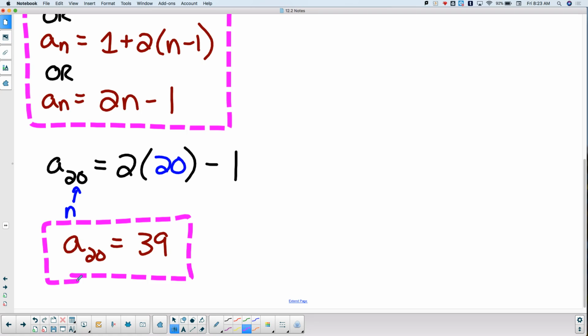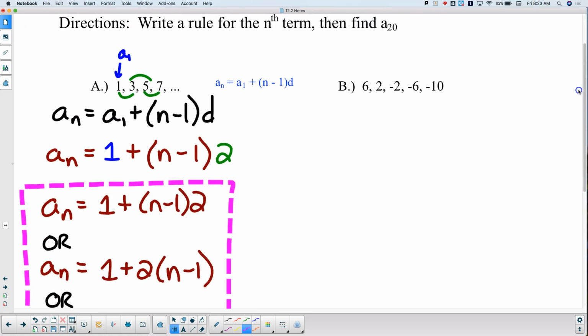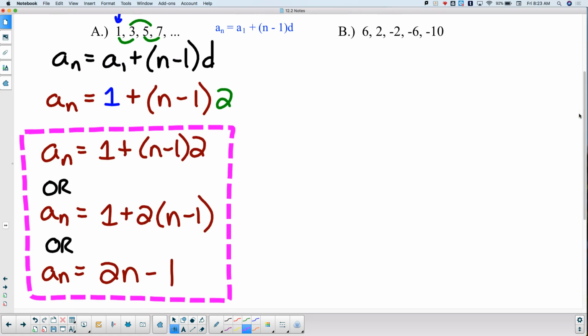So, what I would like you to do now is find me an arithmetic sequence and the 20th term for letter B. I'll give you 2 minutes. Shouldn't take you much longer than that.